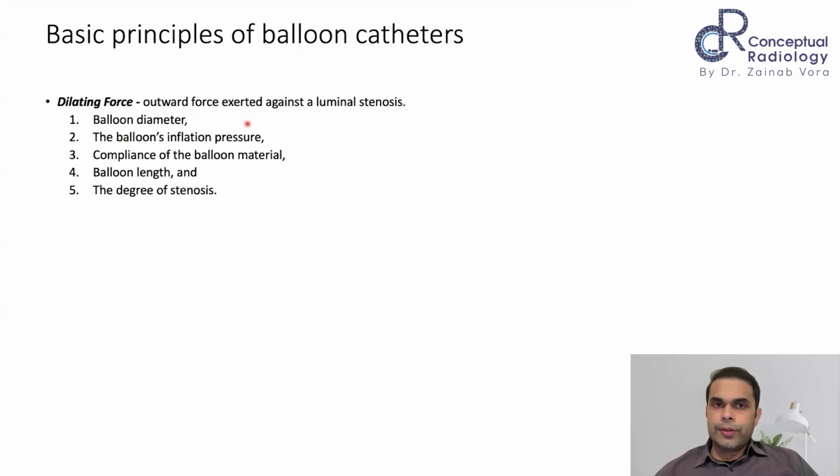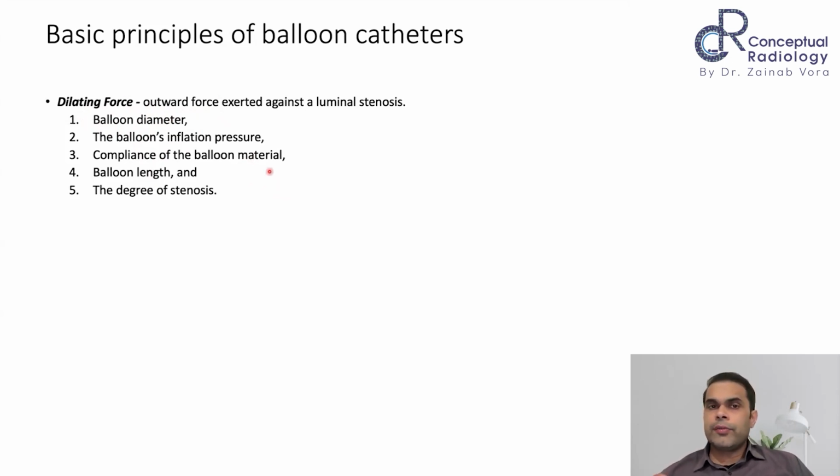Now, dilating force, the outward force exerted against a luminal stenosis will depend on the balloon diameter. Of course, a 3 mm balloon will put less force, a 4 mm balloon will put more, 5 more, 6 more, 7 more. So, diameter is one thing. Balloon inflation pressure. So, if you inflate a balloon at 4 or 6 or 8 or 10 mm Hg, of course, the pressure that it applies keeps on increasing.